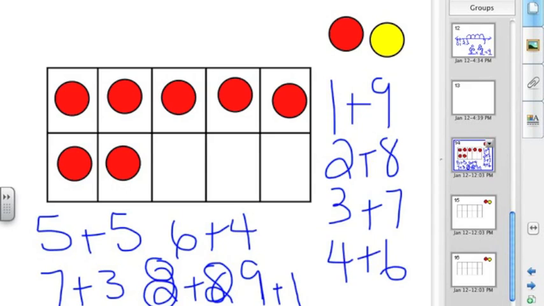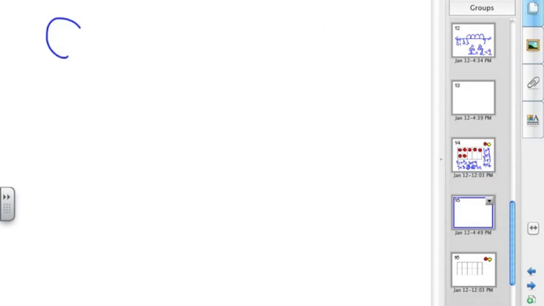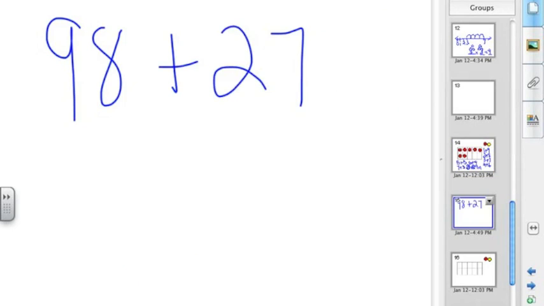This foundational stuff comes up over and over again. Later on, we're going to learn how to add something like 98 plus 27. Well, if we had to add 98 plus 27, we can think of that as just taking 2 off the 27 to make 100. If I can visualize 98 little counters, and I had 2 more, that would be 100 counters.